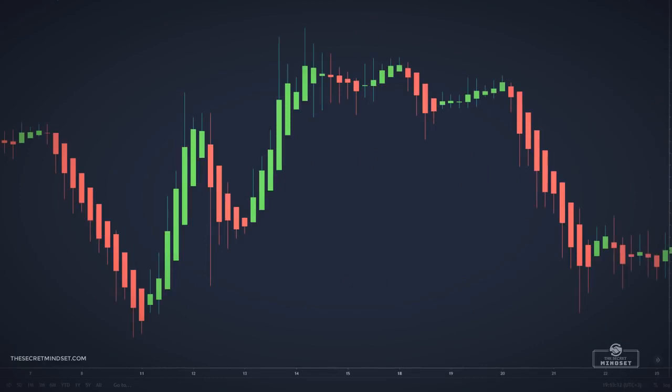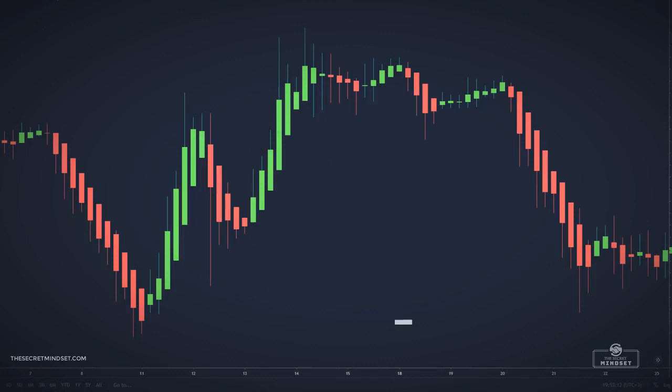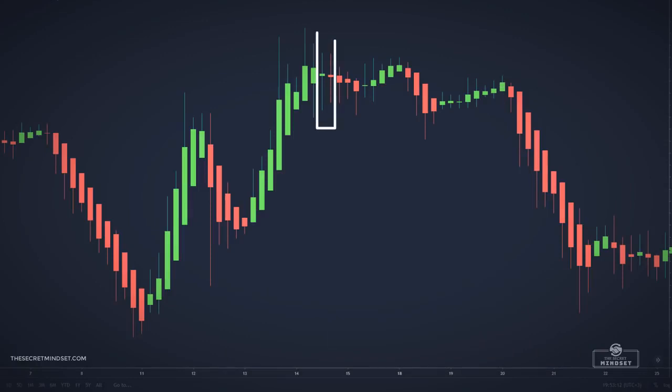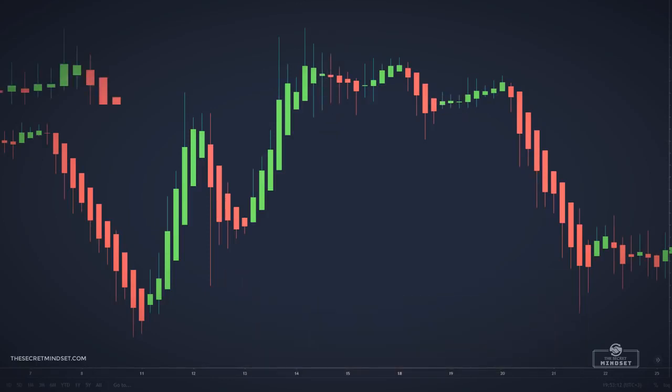So, in short, how do you analyze a Heikin Ashi chart? It's simple. When prices are trending up, Heikin Ashi bars have no lower shadow. When prices are trending down, Heikin Ashi bars have no upper shadow, and doji bars with both lower and upper shadows are possible turning points and can also appear during choppy price action.